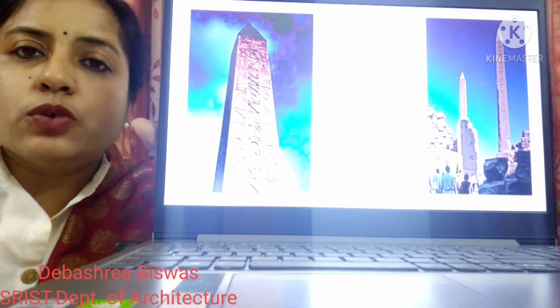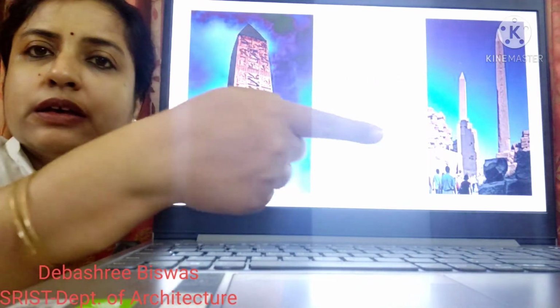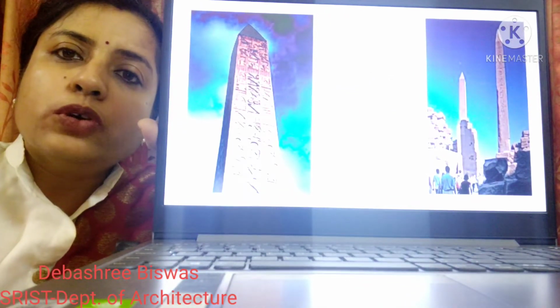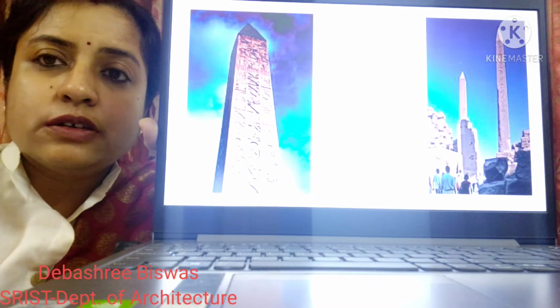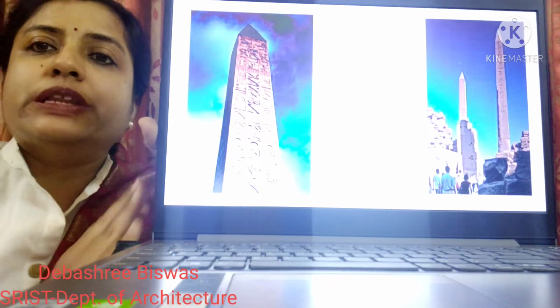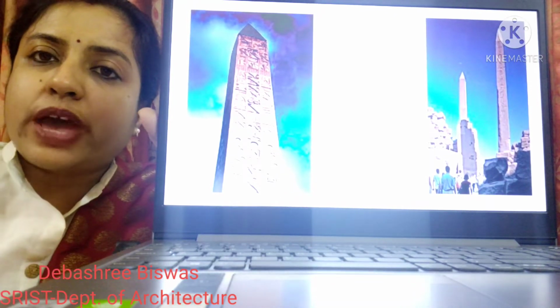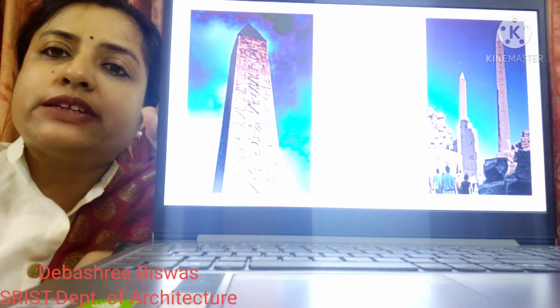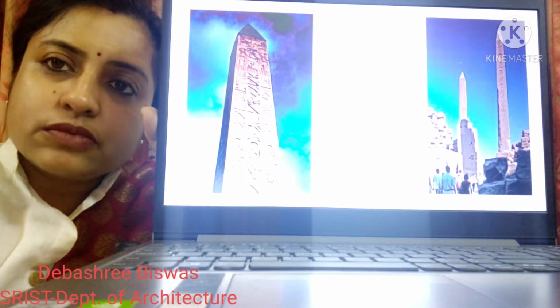Now speaking about obelisks, these are the obelisks. These were huge monolithic stone structures. Monolithic means there was no joint, jointless structures. These were known as obelisks. They had a square base in plan and were tapered from the ground towards the height.